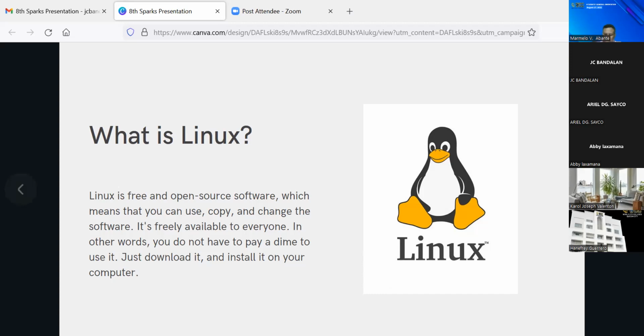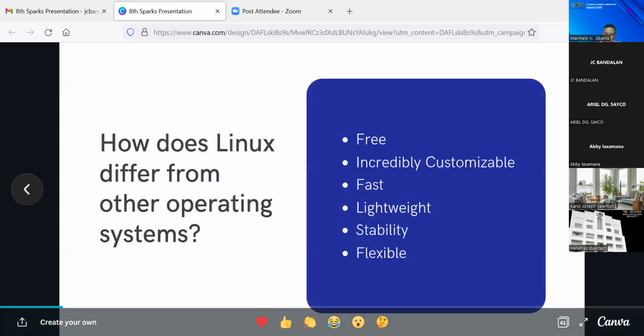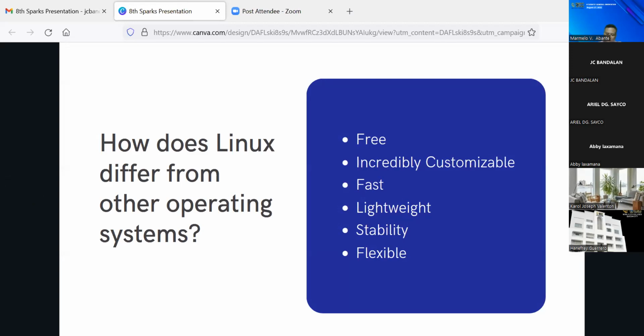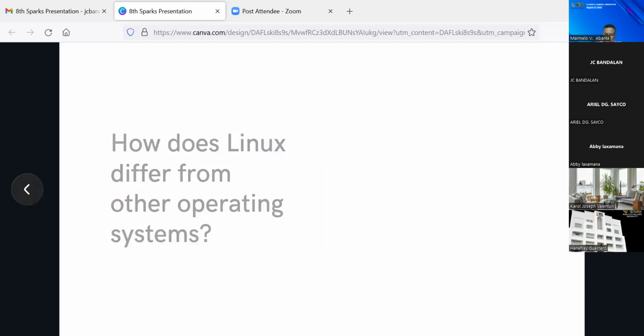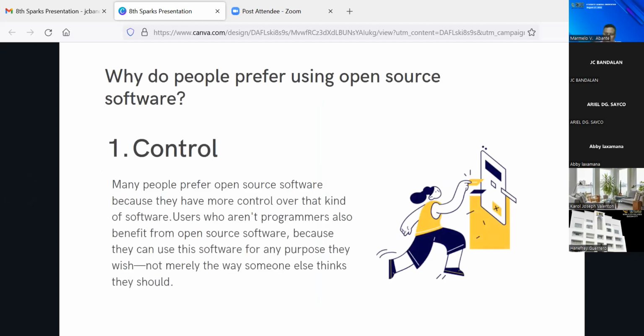The next is, how does Linux differ from other operating systems? So based on our assessment, these are the qualities or the characteristics of Linux. That's why it differentiates itself from the other things, because Linux, number one, is free, it's incredibly customizable, it's fast, it's lightweight, it's stable, and it's flexible. I'll be discussing further how it is considered that way.